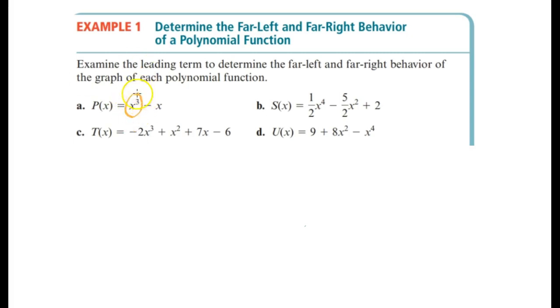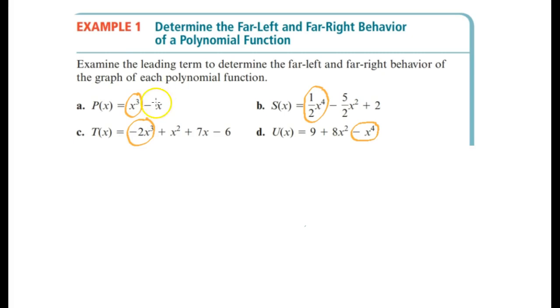So the leading term here, here, here, and notice that all of these are in standard form, where it's in descending order as you go down: x cubed, x cubed, x squared, x, and then constant. That's for A, B, and C. But D is not in standard form. Notice that it goes constant, x squared, x to the fourth. So this is actually the leading term, and include the negative. Include the sign in front. So here are the leading terms.